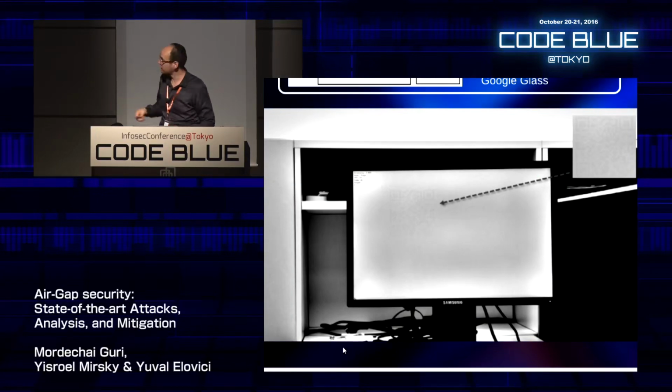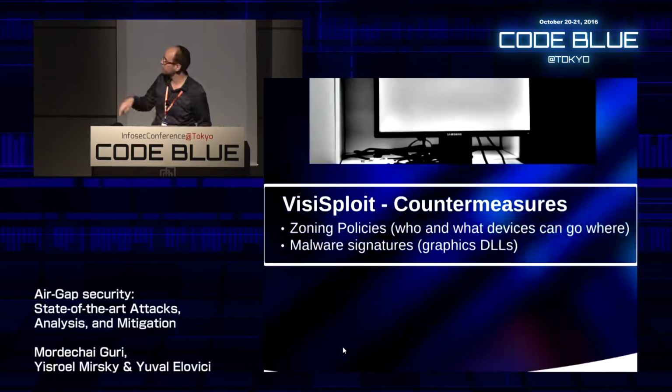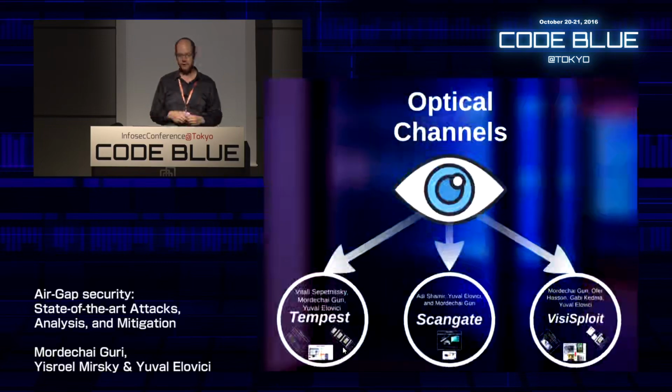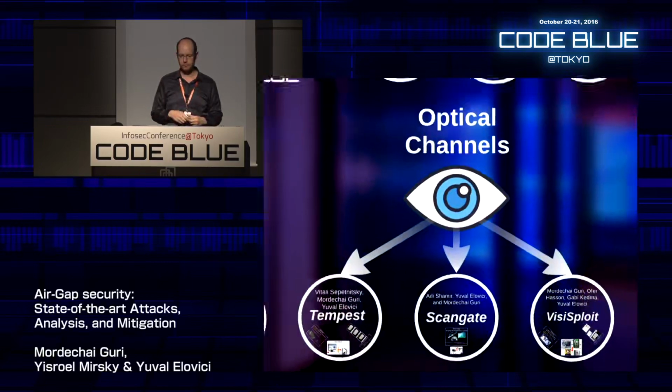So this is what it kind of looks like. I'm not sure if you can see on the screen so well. There's a QR code hidden in the back of this terminal. After post-processing, it looks all white like this, but you can pick up the QR code quite nicely. Countermeasures for Visisploit: you can do zoning policies. You can take a look at malware signatures and all the typical methods that we talked about previously.